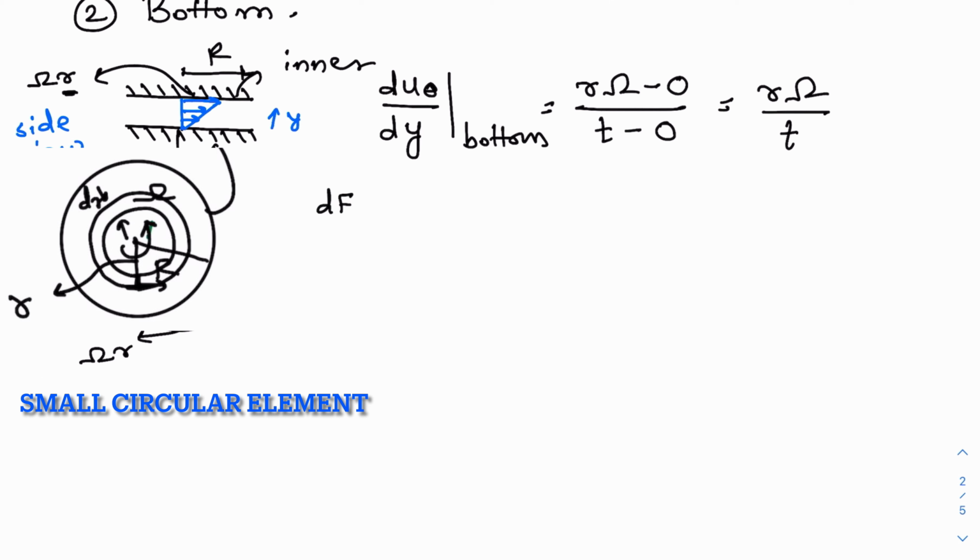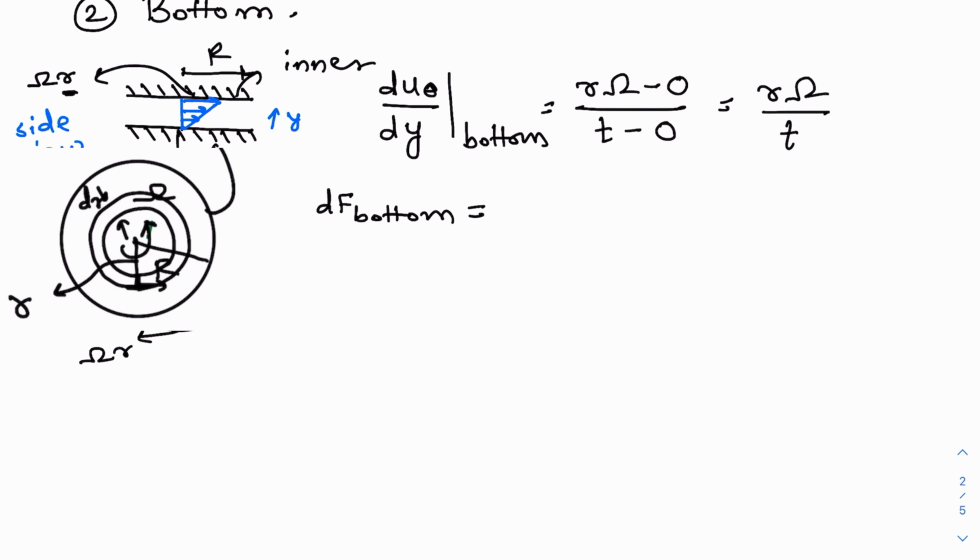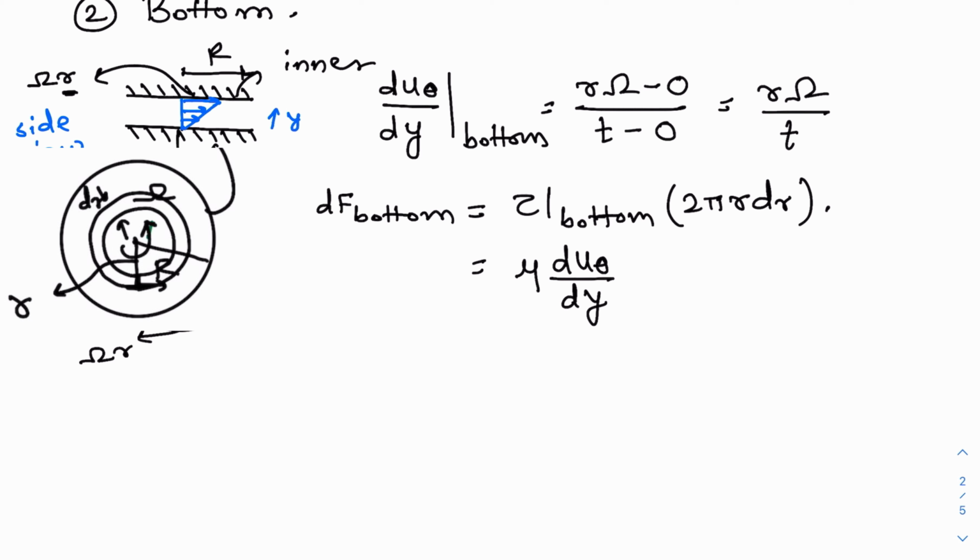And similarly, the force acting on this small element here is nothing but the shear stress acting on that small element multiplied by its area, which is 2 pi r dr in this case in polar coordinates. So this is simply mu times du theta by dy times 2 pi r dr.